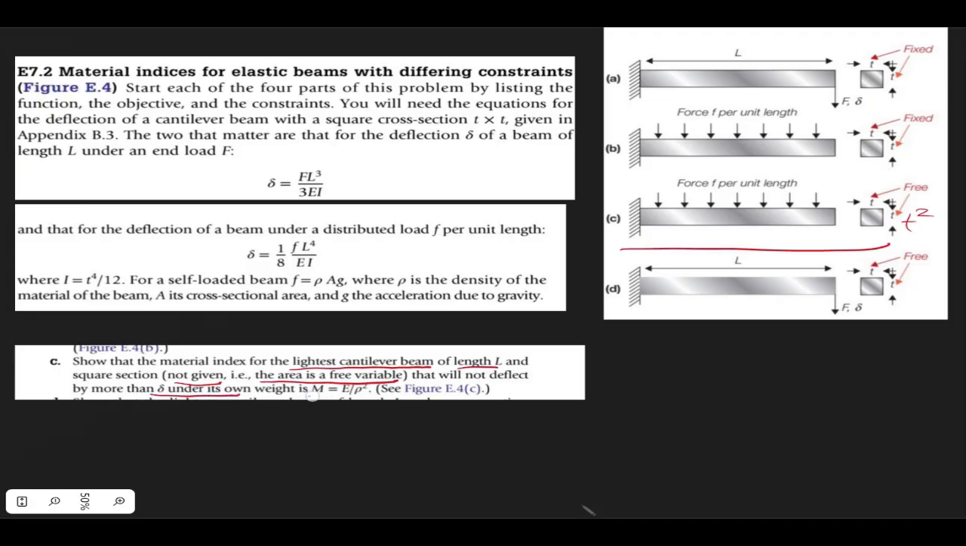They've given us the material index as M equals E divided by density raised to the power 2, and they are telling us to derive this particular equation. So based on this, first let us define the function, constraint, objective, and free variable. The function of this is a distributed load cantilever beam. The constraints here are length L and deflection.